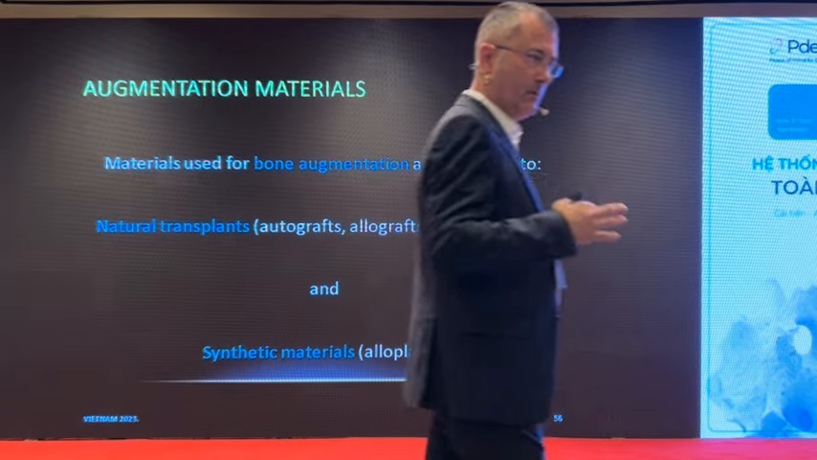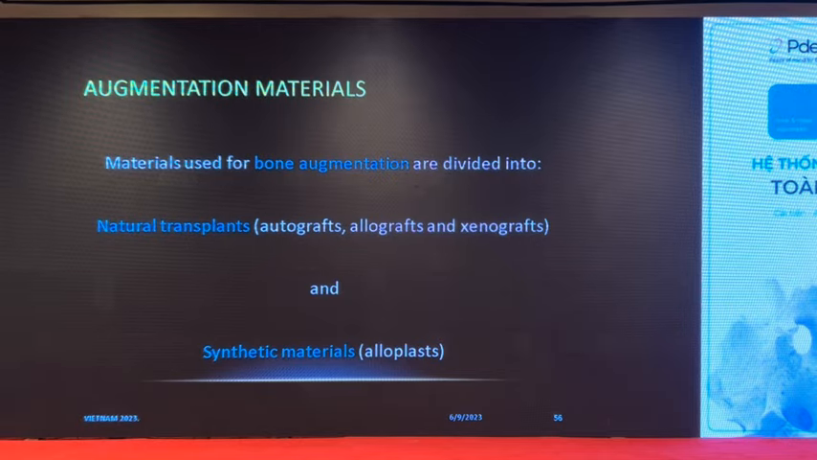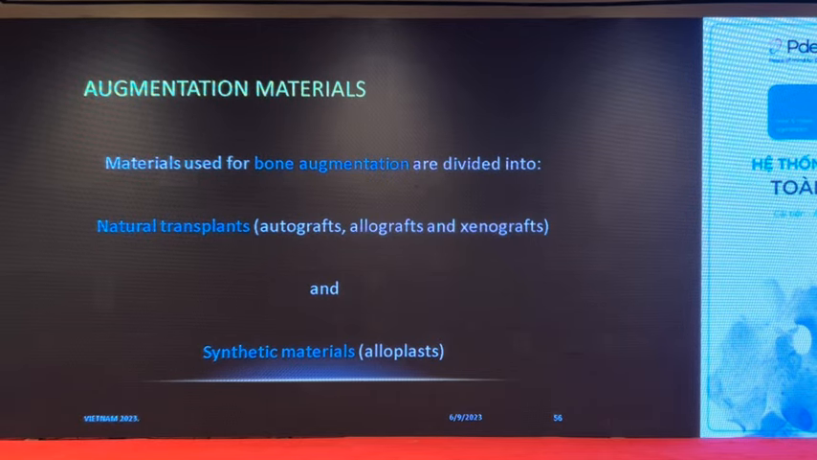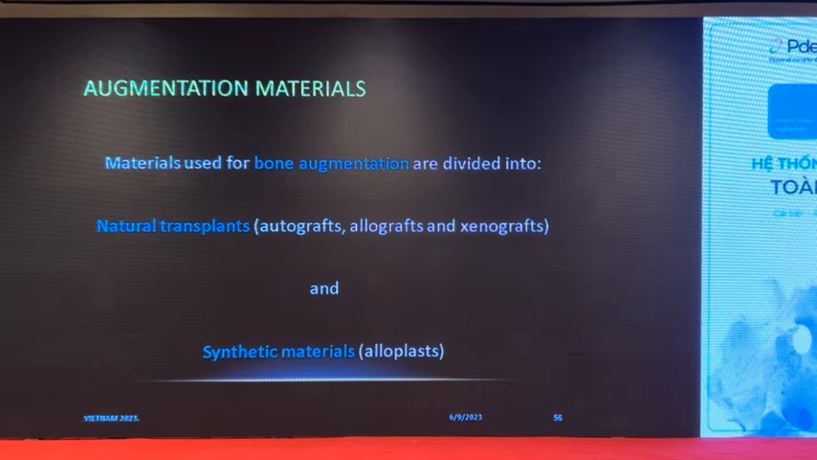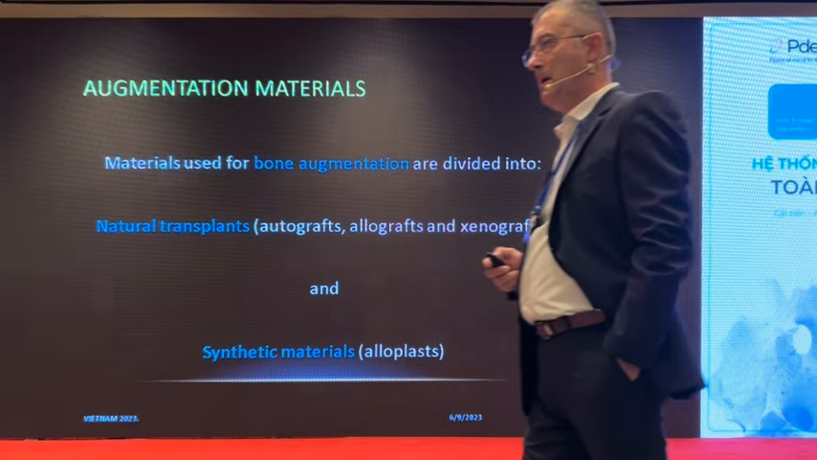Basically, we have two types of these augmentation materials. We can divide them into natural transplants and synthetic materials. Natural transplants are autografts, allografts, and xenografts. And synthetic materials, we call them alloplasts.